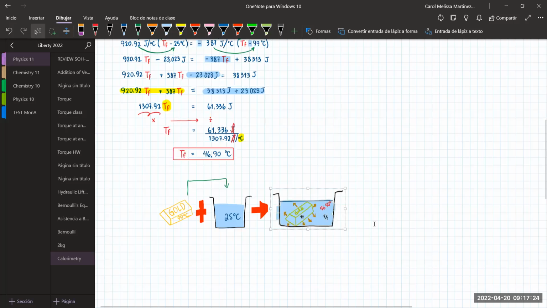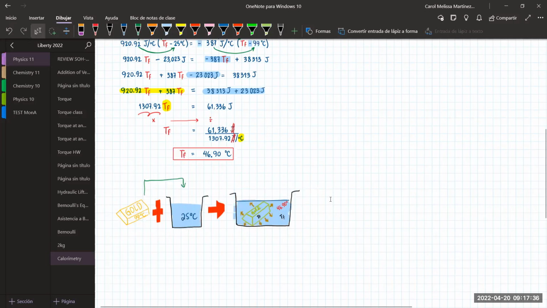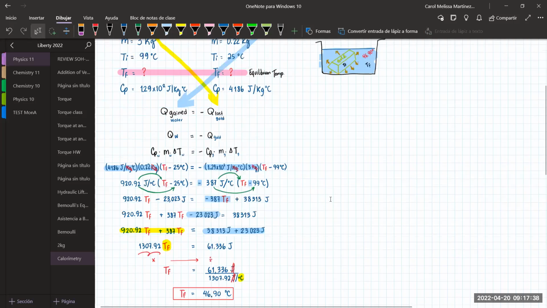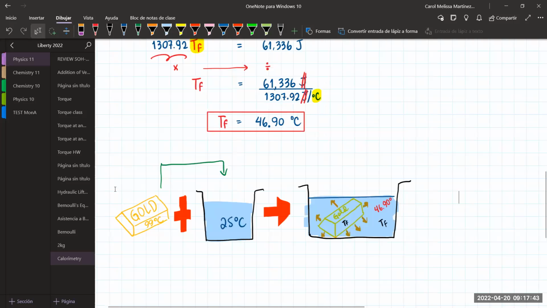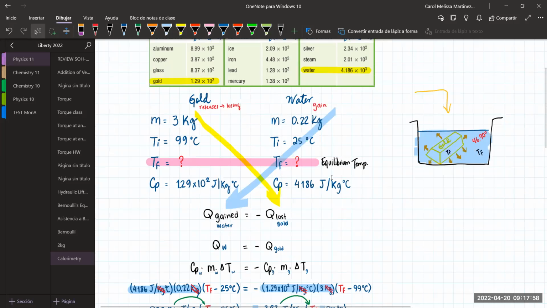Is it necessary to do a drawing? No, but it's good that you do it if you want to have a better idea of what is going on in the problem. If you want to do it, it's better if you do it before. But as a reminder, this is what it means. I did it before, remember? So you had the gold bar that was initially at 99 and the water that was initially at 25. Put them together and the gold released most of its temperature to the water.